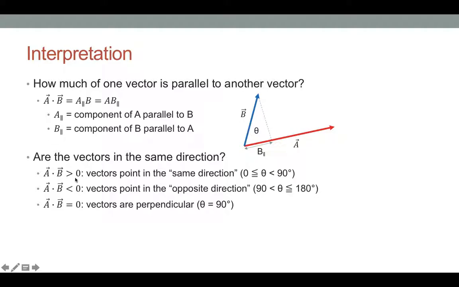If the dot product is positive, they're more or less parallel to each other, and the angle between them is between 0 and 90 degrees. On the other hand, if the dot product is negative, they are sort of anti-parallel to each other, or they point in opposite directions, so that the angle between them is large, somewhere between 90 and 180 degrees. If the dot product is exactly 0, that means the two vectors must be perpendicular to each other, or the angle between them is 90 degrees.